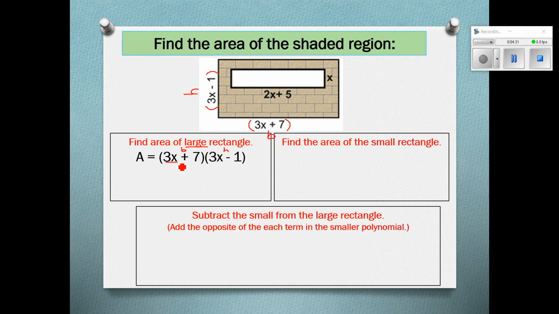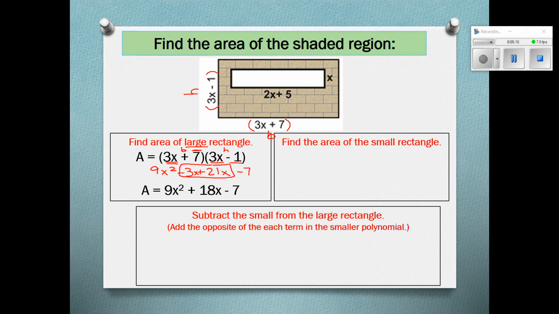So we do 3x times 3x, which is 9x squared, 3x times negative 1, which is a minus 3x. And the distributive property with the 7, the inner terms, 7 times 3x would be a positive 21x. And 7 times negative 1 would be negative 7. Again, here in the center, I forgot to put my x right there. Sorry about that. We have like terms, and when we have different signs, we subtract and keep the sign of the greater number. So it would be 9x squared plus 18x minus 7, and that is the area of the large rectangle.